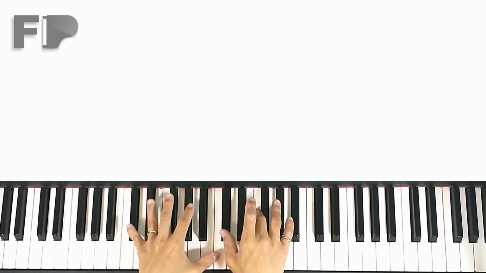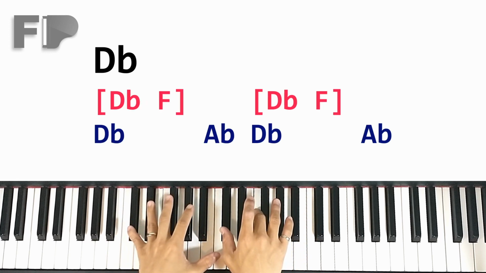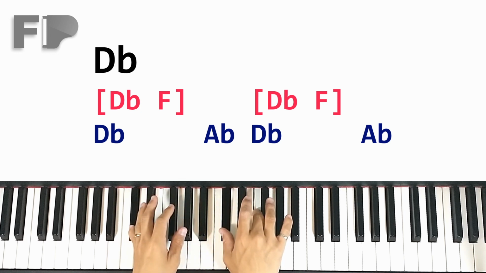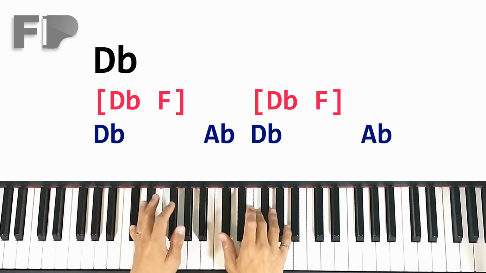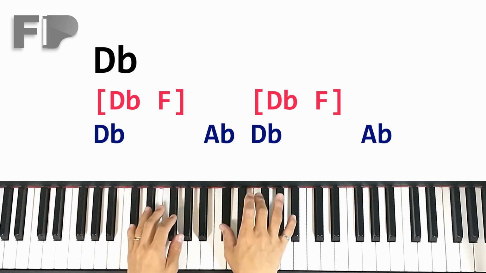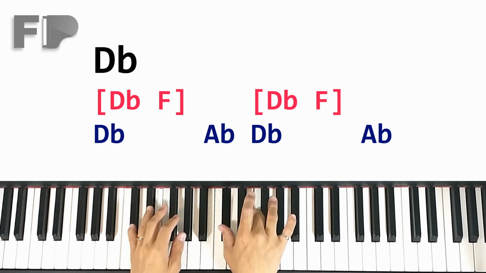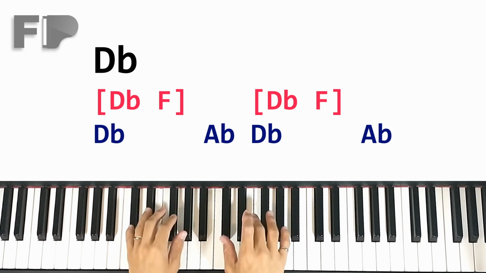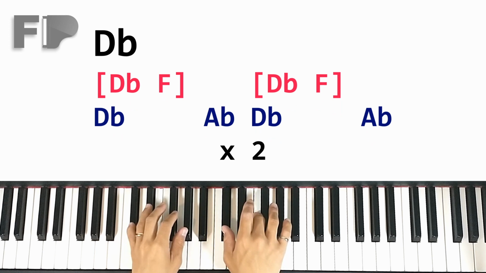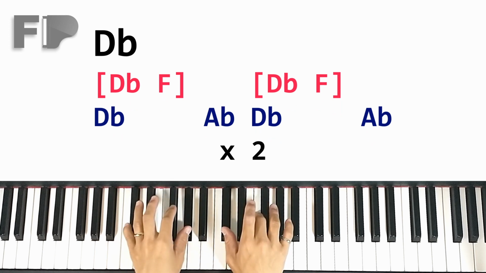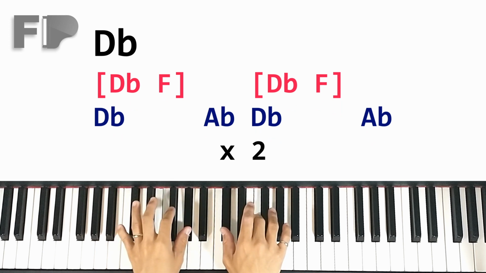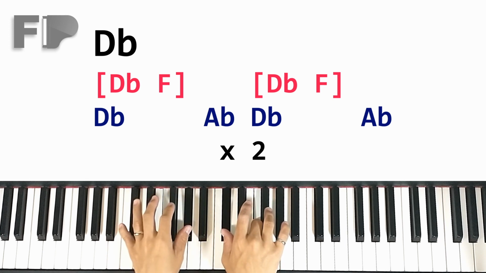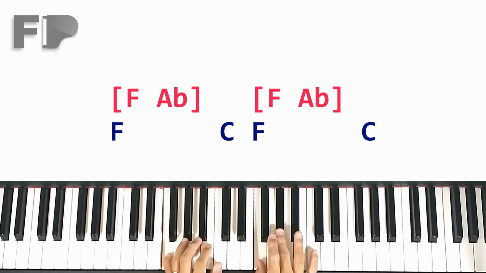Next set of notes are based on the D flat major chord. We have D flat on our left, D flat and F together on our right, followed by A flat on our left. We'll play this 4 times in total. Let's play that again faster.